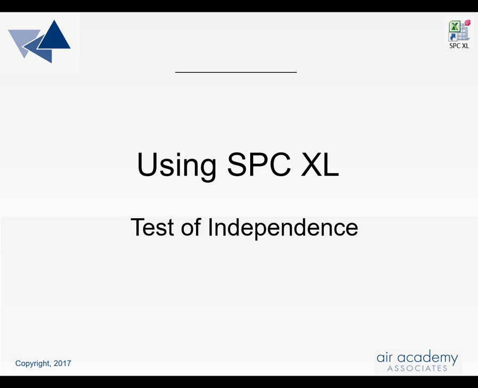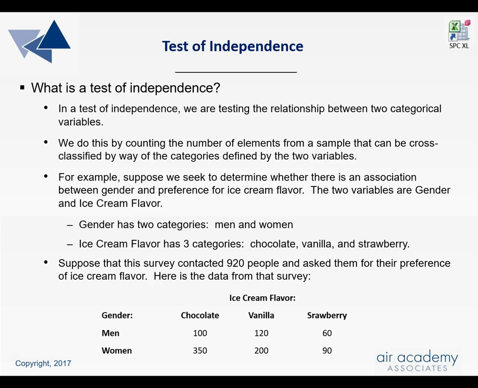In this video clip, we will introduce you to the test of independence. The test of independence is for categorical variables. So exactly what is this test of independence? In this test, we are testing the relationship between two categorical variables. So it has to do with attribute data and counts. We do this by counting the number of elements from a sample that can be cross-classified by way of the categories defined by two different variables.